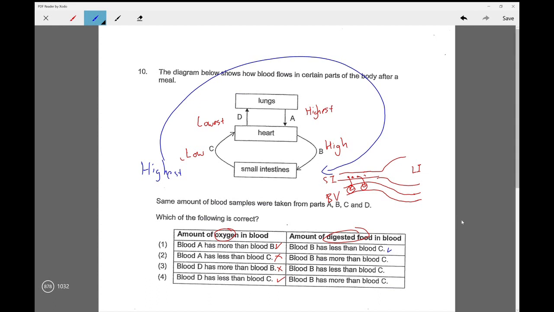B has more digested food than C. I can say not true. B should be the lowest in terms of digested food because the body parts that it goes to have used up most of the digested food already. So answer is number 1.